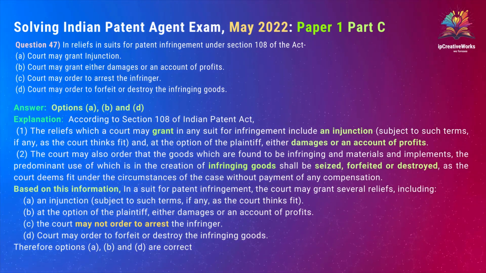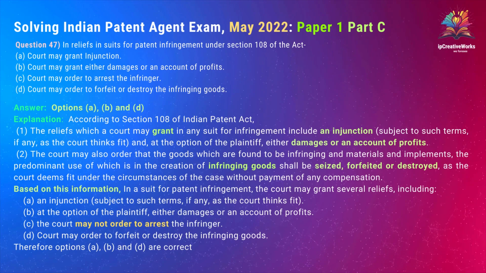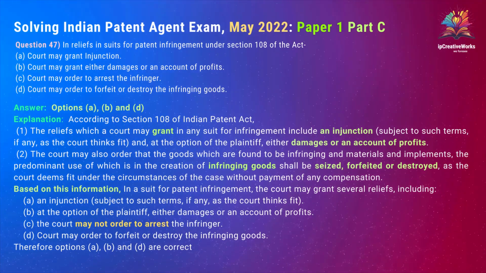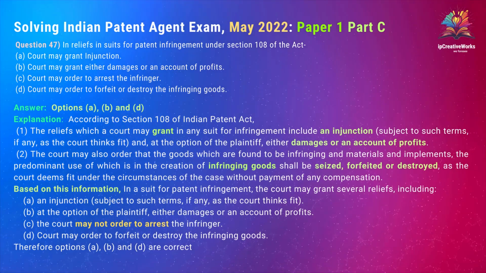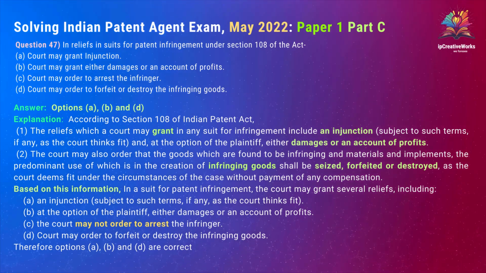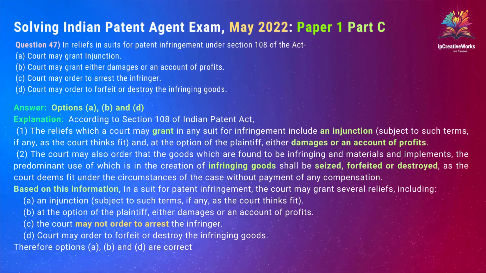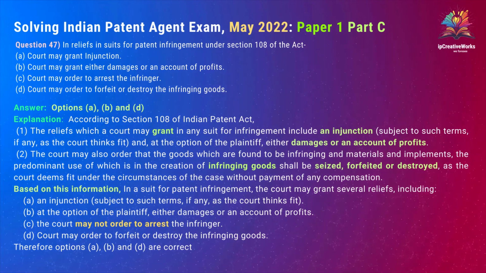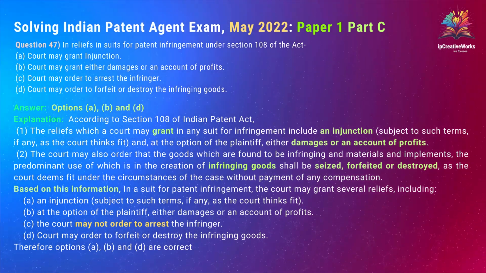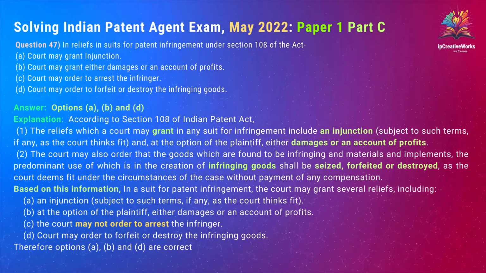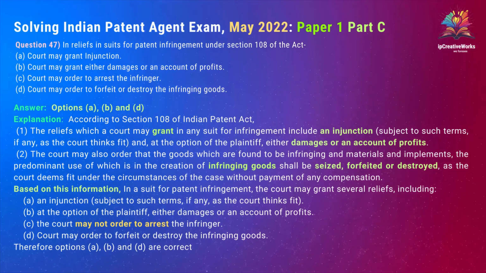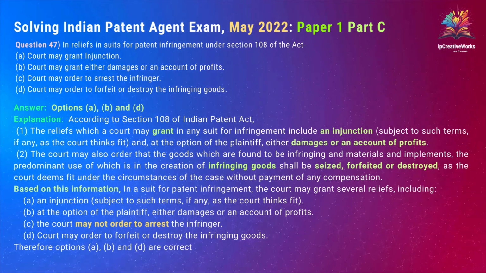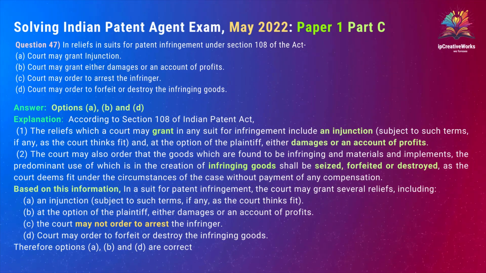Based on this information, in a suit for patent infringement, the court may grant several reliefs, including A. An injunction, subject to such terms, if any, as the court thinks fit, B. At the option of the plaintiff, either damages or an account of profits, C. The court may not order to arrest the infringer, D. Court may order to forfeit or destroy the infringing goods. Therefore options A, B, and D are correct.